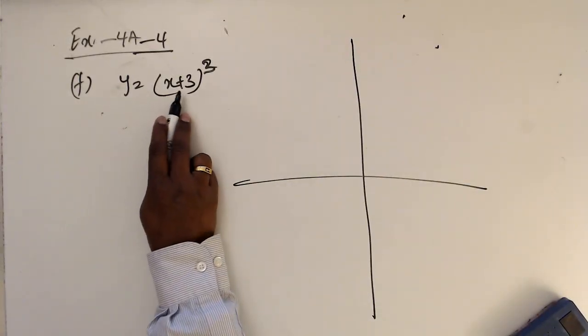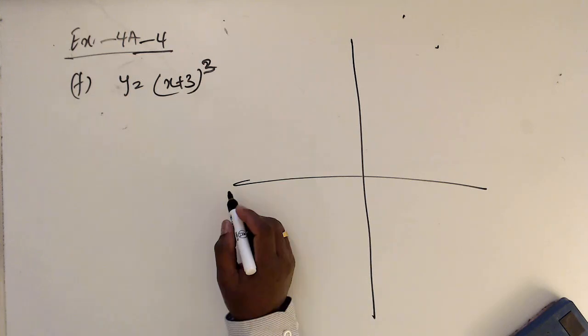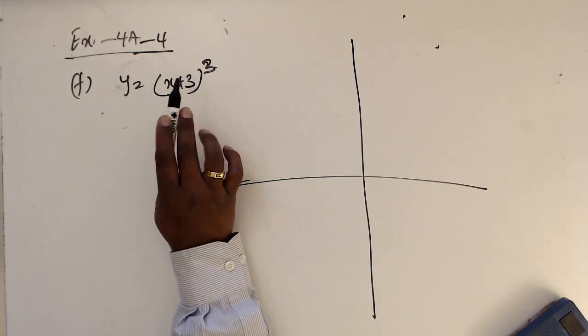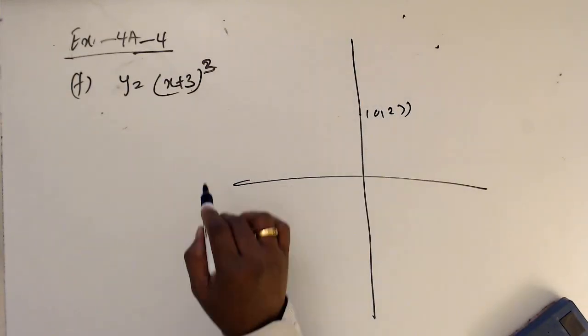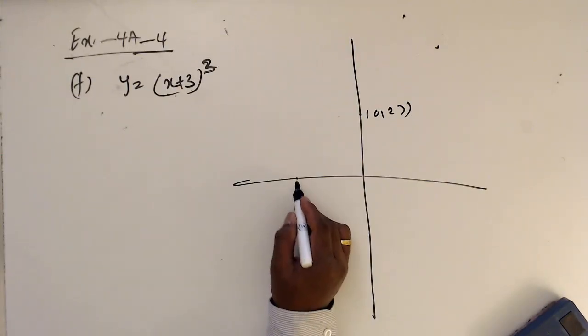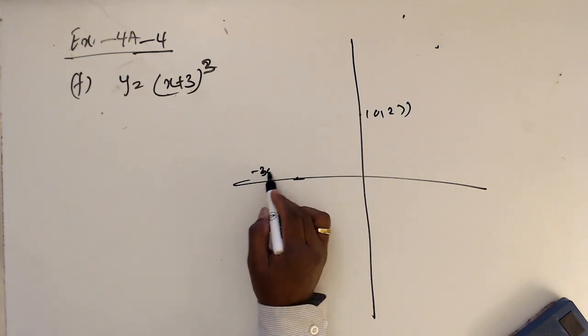When x equals 0, 3 cubed is 27. So the graph goes through 0, 27. And it has a repeated root at minus 3, 0.